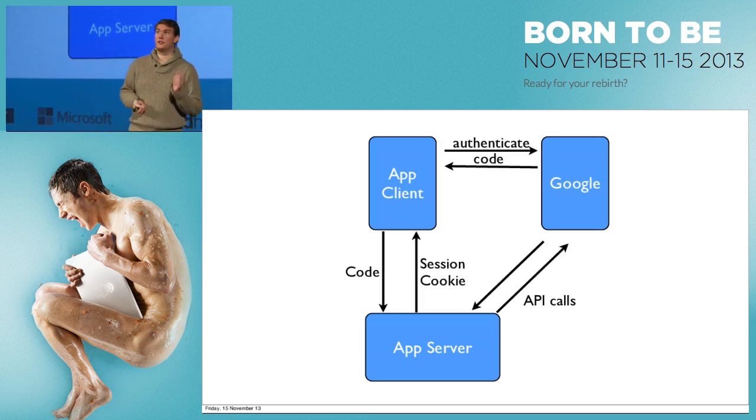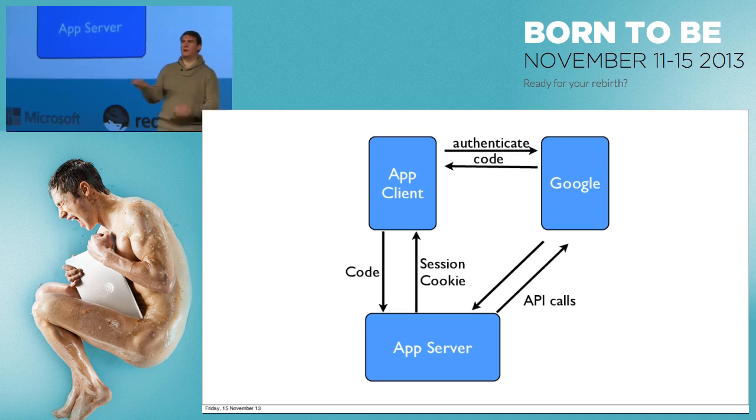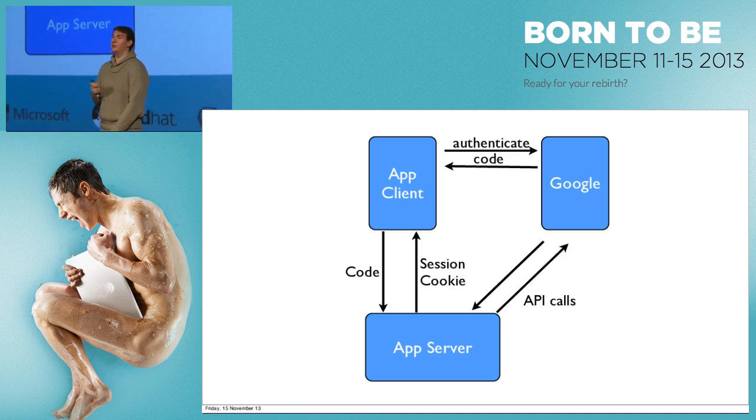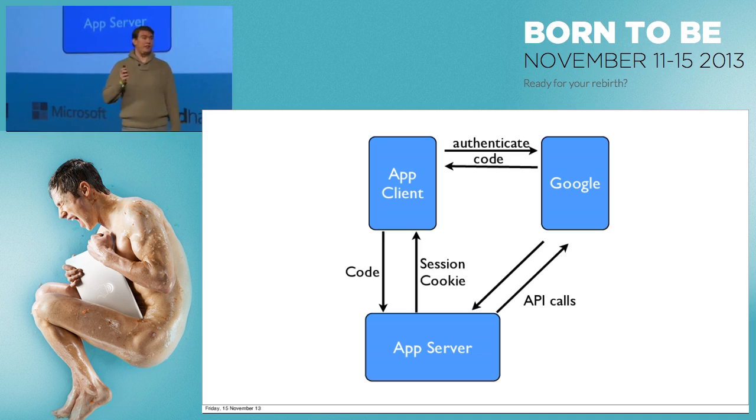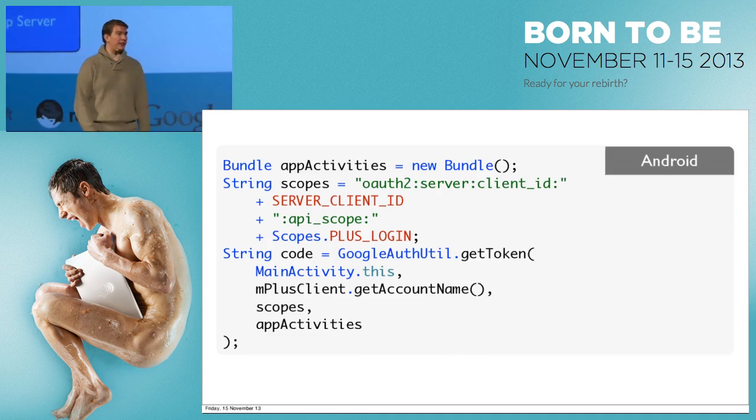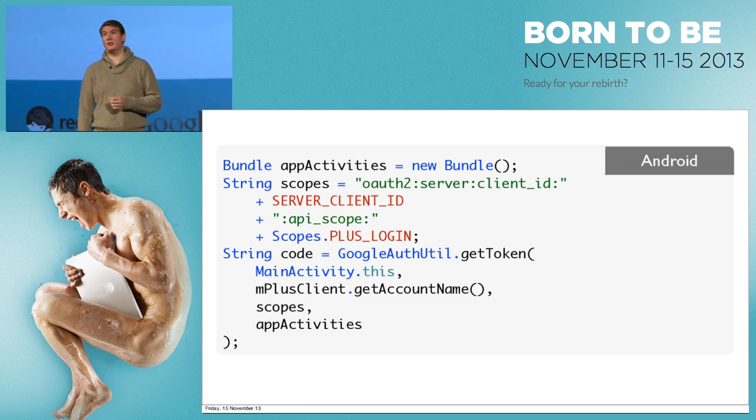Unfortunately, on iOS, this is tricky right now. We don't have a good solution for this because you can't get this code that's passed around. There are some workarounds, but it's problematic, and it's something that we're looking at. But on Android, this is relatively straightforward. We can get a code, and we can send that across to the server. The server can then exchange that code, and it'll get back an access token, an ID token, and a refresh token. And the refresh token lives forever.